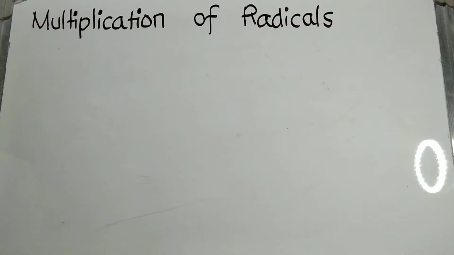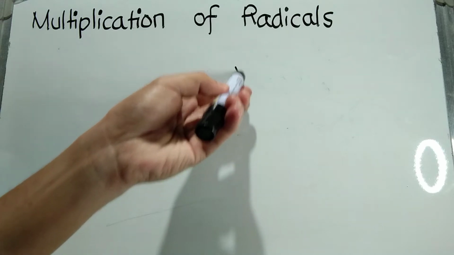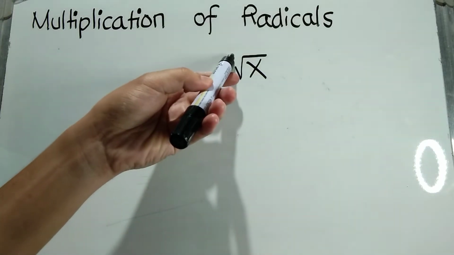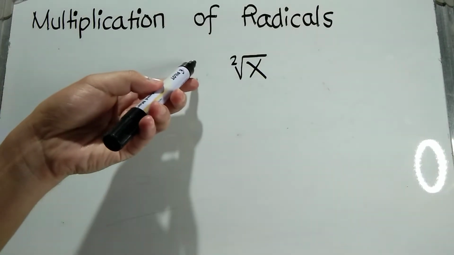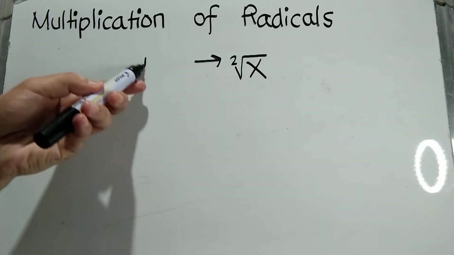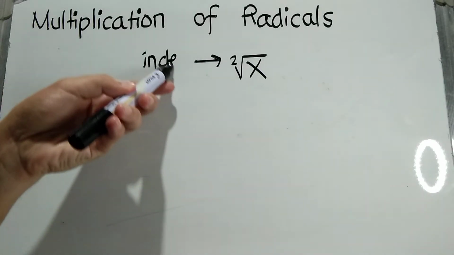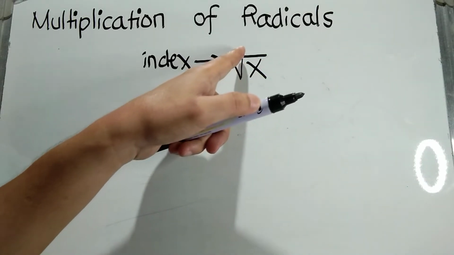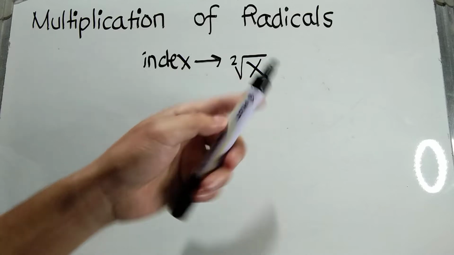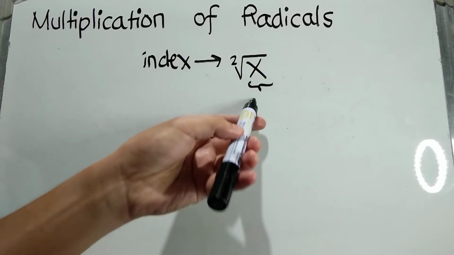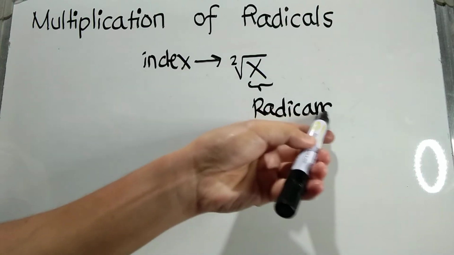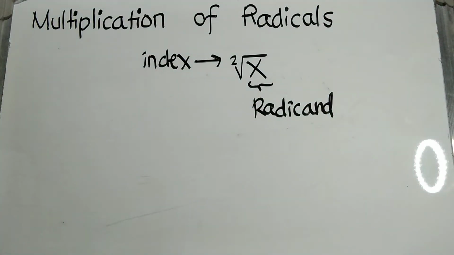An example of a radical expression is the square root of x. And this is understandable, that the square root of x has an index of 2. Now 2 is what we call the index. This sign or symbol here is what we call the radical sign or square root. And the one inside the radical is what we call the radicand. And the whole thing is our radical expression.